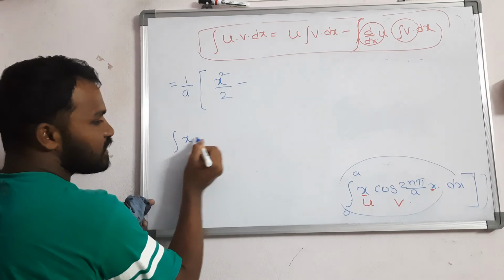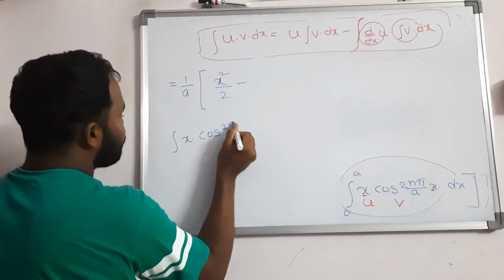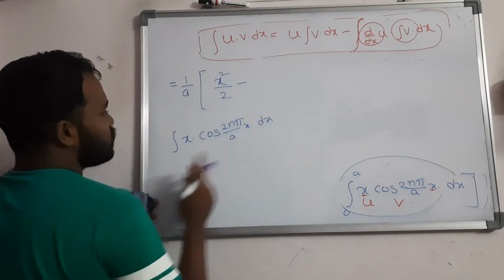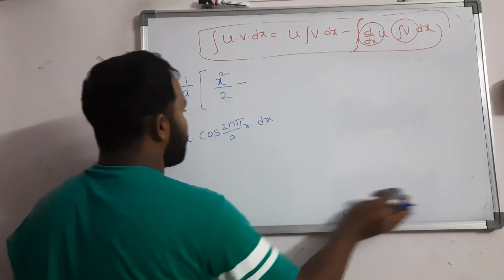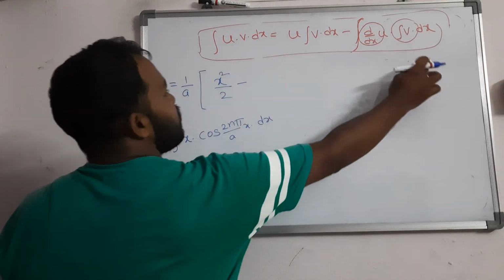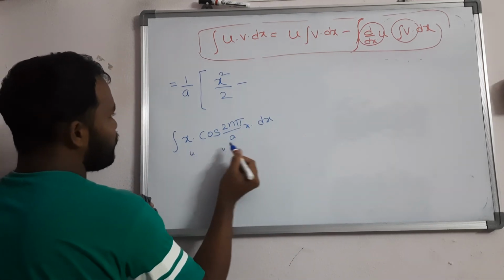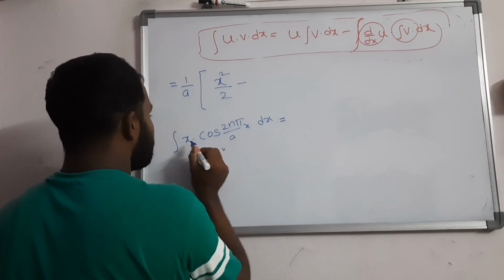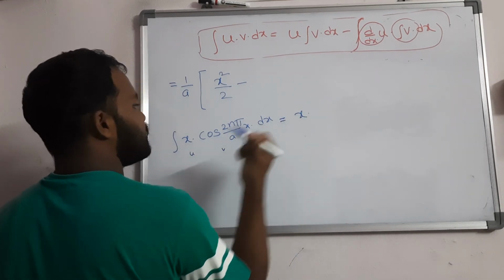Integration of x into cos 2n pi by a into x into dx. So this is the u part, this is the v part. I will directly write this value here. So this is the u part, v part. What will you do first? U is x. X is as it is.